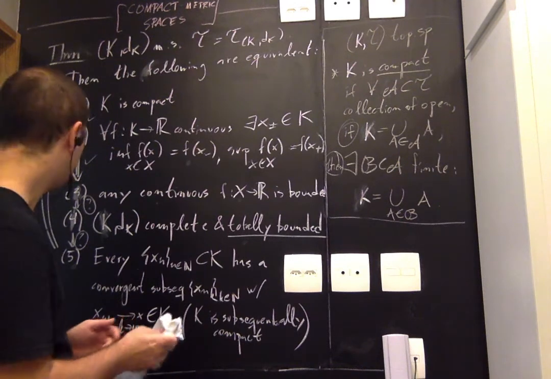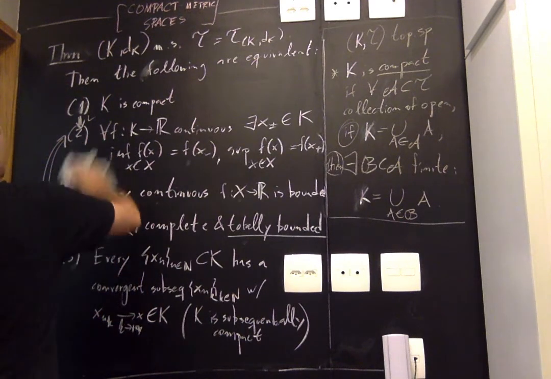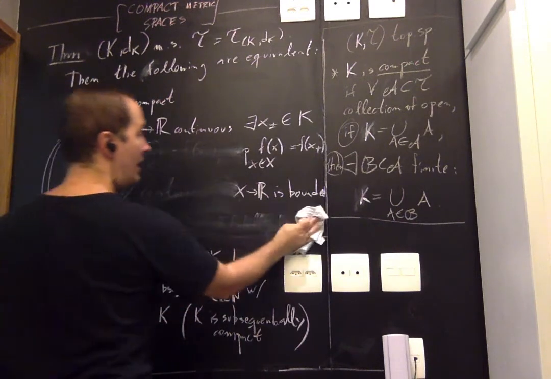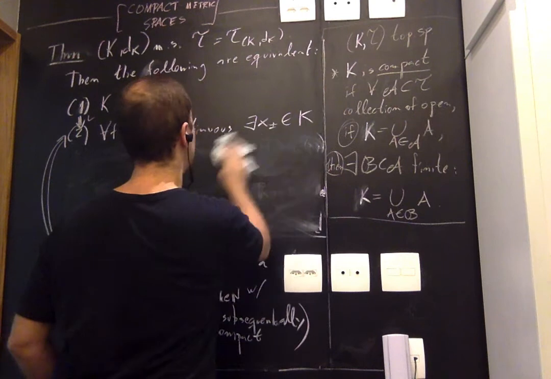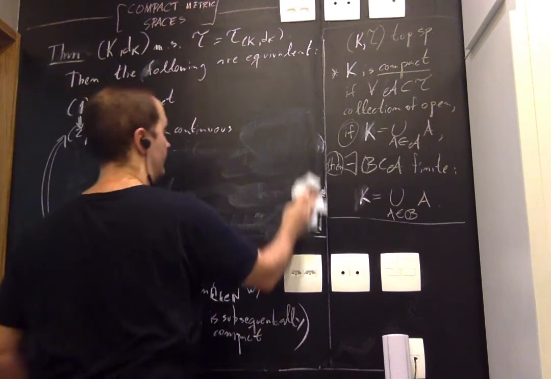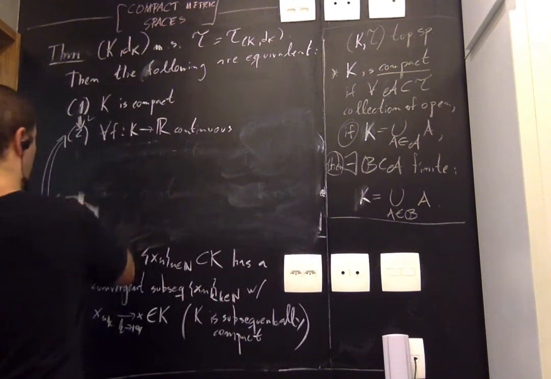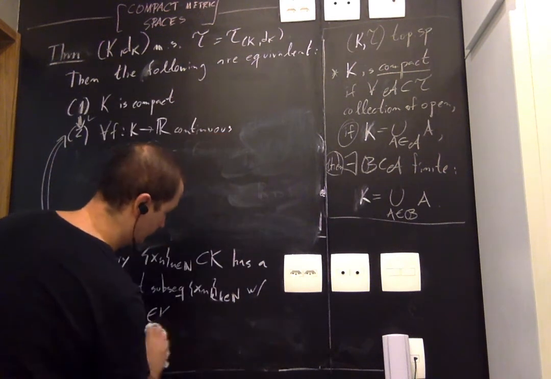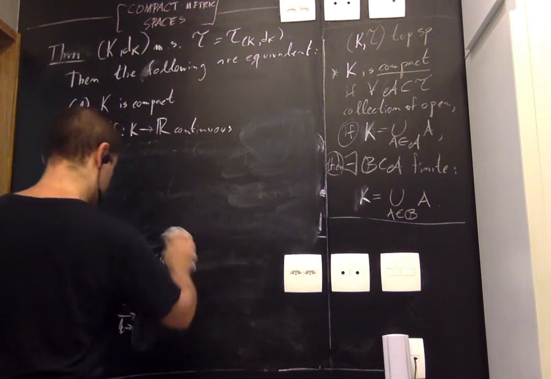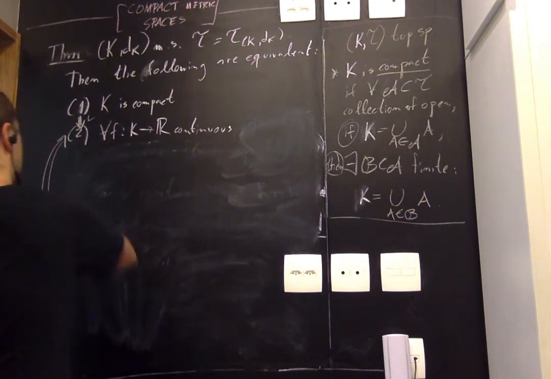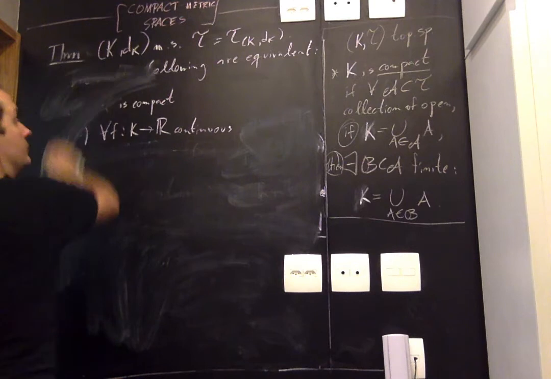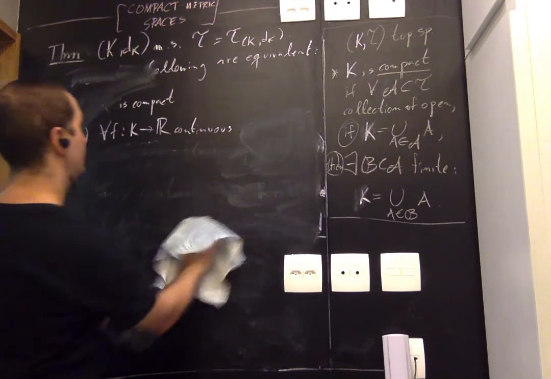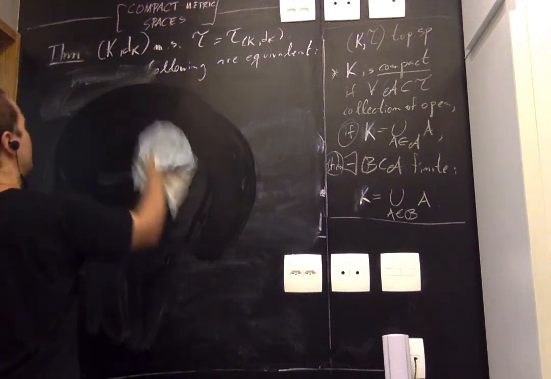Okay, so you'll forgive me for my bad blackboard technique as usual. I'm just going to say, okay, how does 5 imply 2? I need better weapons to erase the blackboard right now.